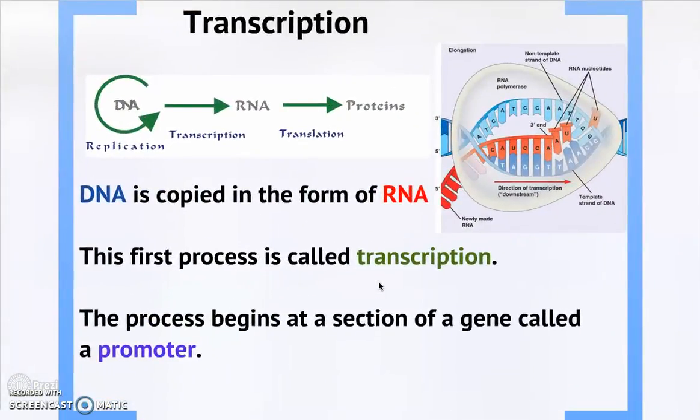Some things about transcription. This is a DNA copy, which is made in the form of RNA. Transcription is our first step when we go from DNA to RNA, and more specifically mRNA, our messenger RNA. This begins at the section of a gene that's called a promoter, similar to what we saw in DNA replication.